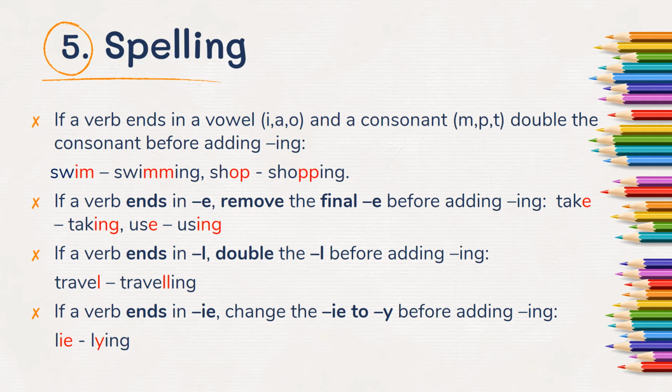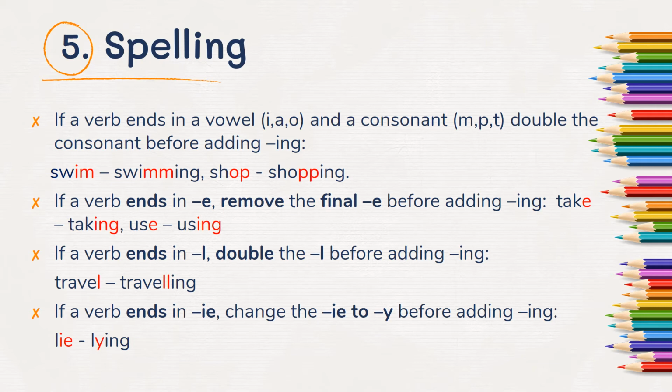Another example of this, shop. O, a vowel, P, a consonant. And then you double the P, shopping. If a verb ends in E, then you just have to remove this final E and replace it with the ing form directly. Like take, you delete the E and you put ing instead of the E, and it becomes taking. Use, delete the E, using.